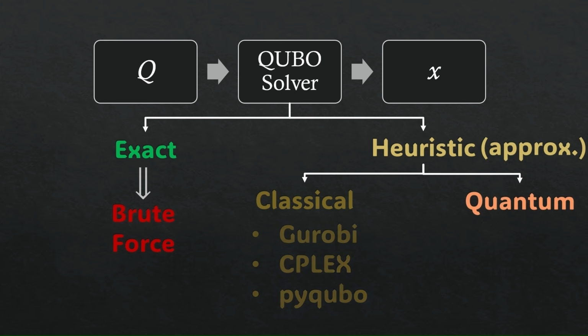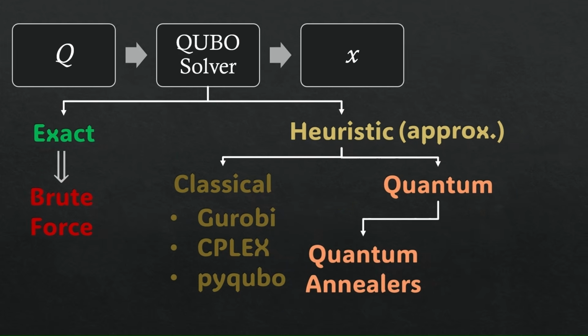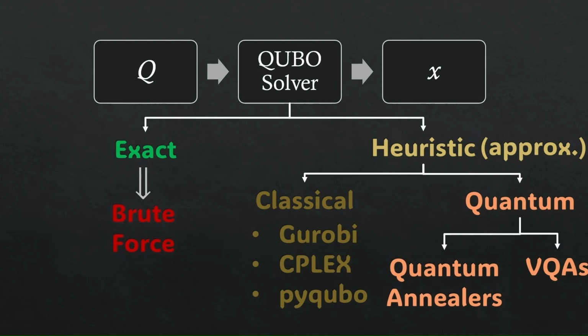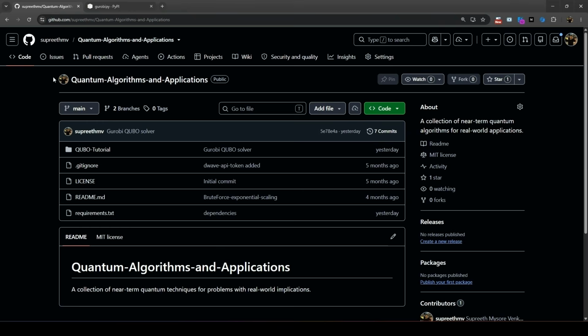There are plenty of classical heuristic solvers. Among them, Gurobi and Cplex are considered to be state-of-the-art solvers. In case of quantum, we have quantum annealers and variational quantum algorithms, abbreviated as VQAs. Gurobi is widely used as the classical baseline in benchmarking the performance against quantum algorithms for combinatorial optimization. Since Gurobi is mainly used for empirical analysis, let's directly jump into solving the max cut problem formulated as QUBO.